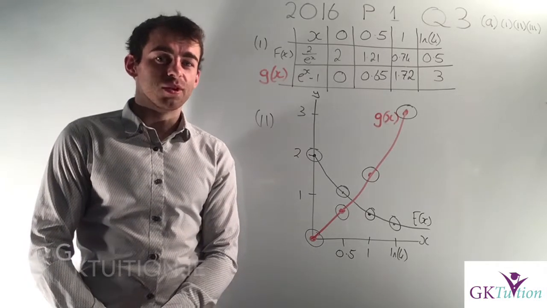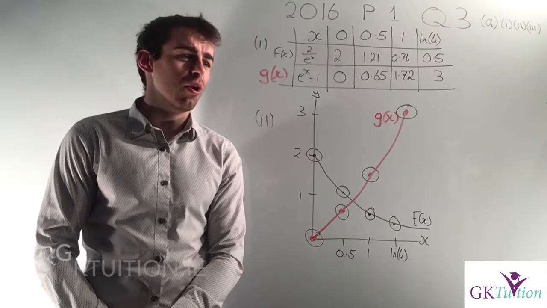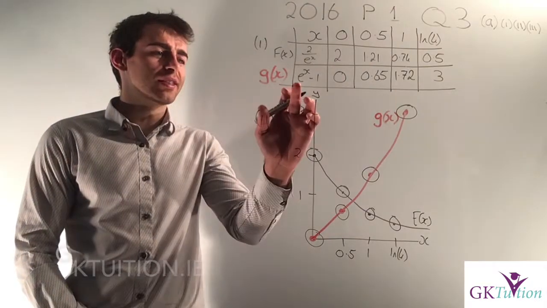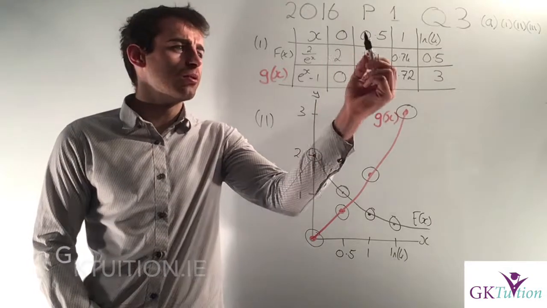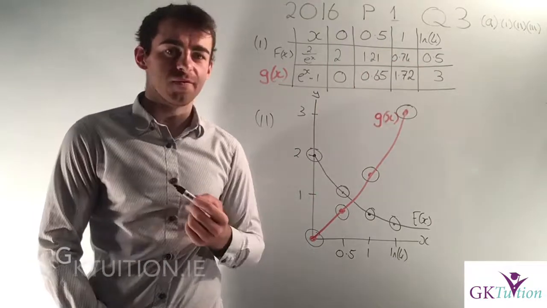The question I've chosen to go through is 2017 Paper 1 Question 3 Part A. In this question we're told that f of x is 2 over e to the x, and that g of x is e to the x minus 1. I'm given my domain of 0, 0.5, 1 and ln 4.